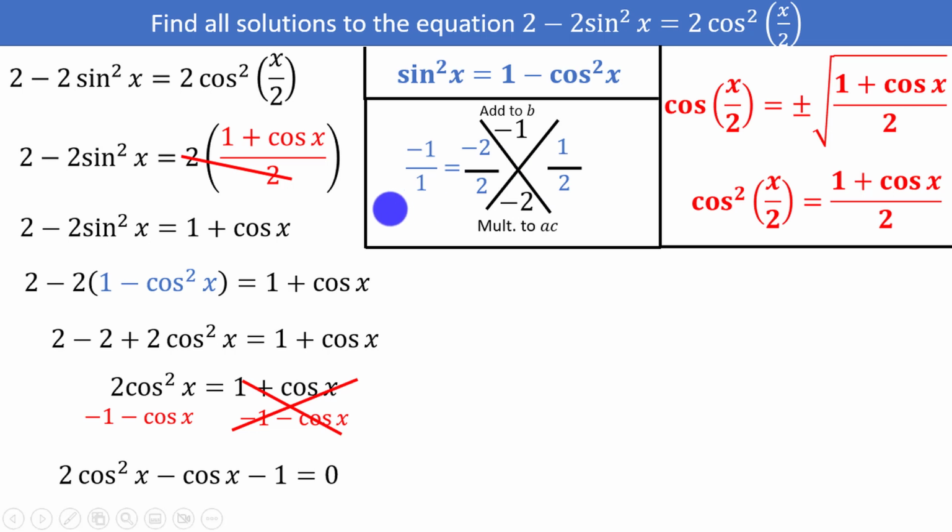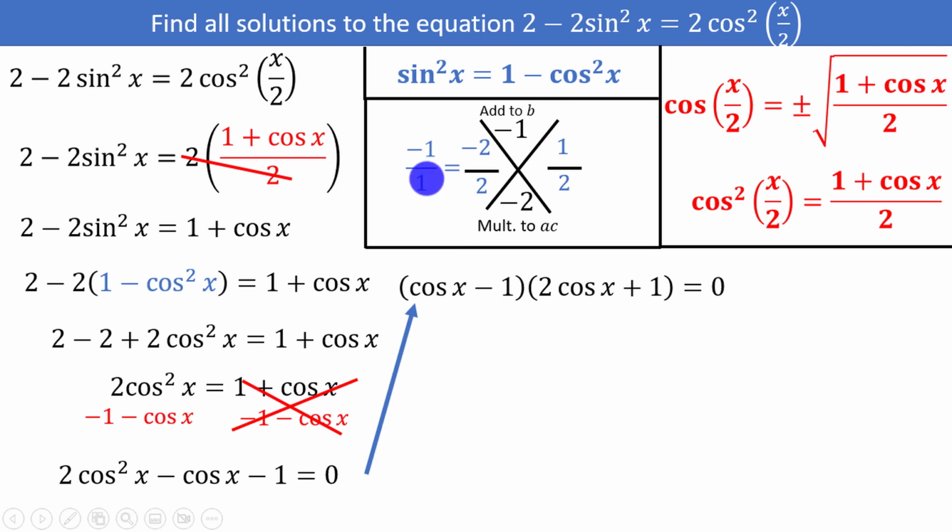From here, we know that we can read from bottom to top. The bottom relates to the variable, in this case cosine, and the top refers to the constant. So we have cosine of x minus 1 for our first factor, and 2 cosine of x plus 1 for our second factor. By the zero product property, we know that either cosine of x minus 1 must be equal to 0, or 2 times the cosine of x plus 1 must be equal to 0.